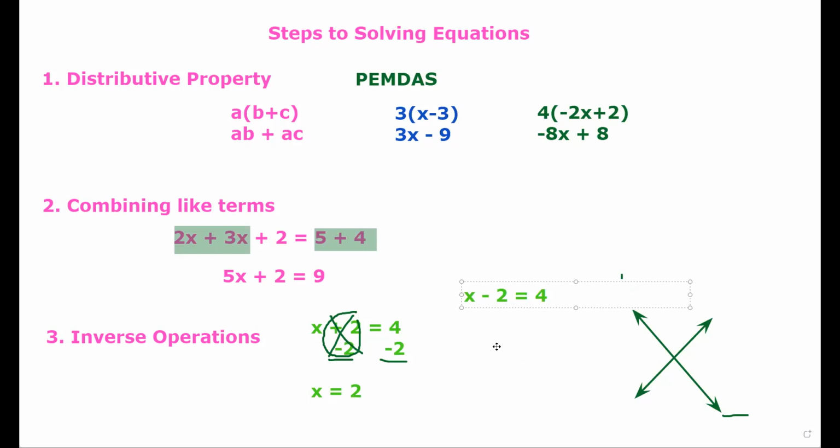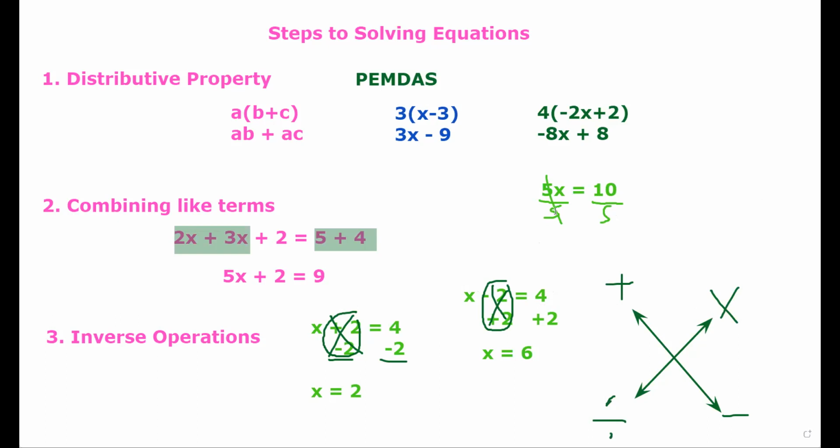If I had x minus 2 equals 4, I would add the 2 to the other side, because negative 2 plus 2 gets you 0. Whatever you do on one side of the equation, you do on the other. If I have something that is being multiplied, like 5x equals 10, you divide. When something is being multiplied, you divide it to the other side and vice versa. Because if I did 5x divided by 5, that would just get me x, and this would just get me 2. So x is 2. Right?